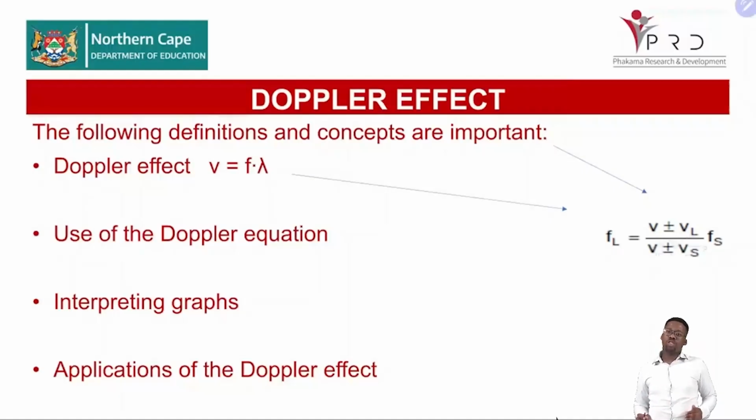And if the source is moving towards, then Vs is negative. If the source is moving away, then Vs becomes positive. If it's the listener that is moving, if the listener is moving towards, then VL is positive. If the listener is moving away, then VL is negative.